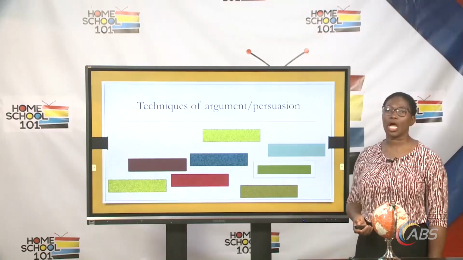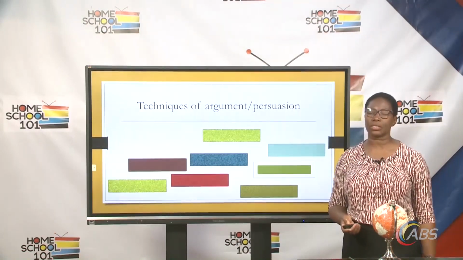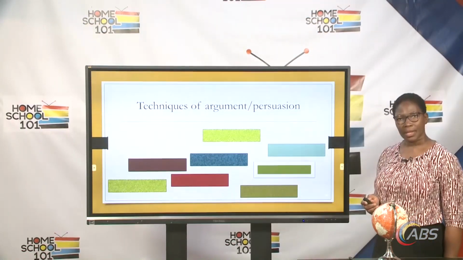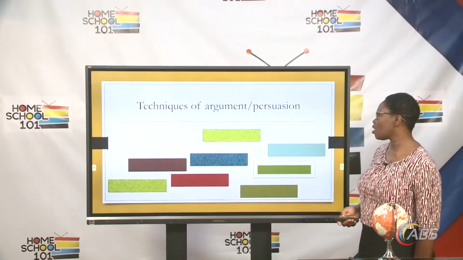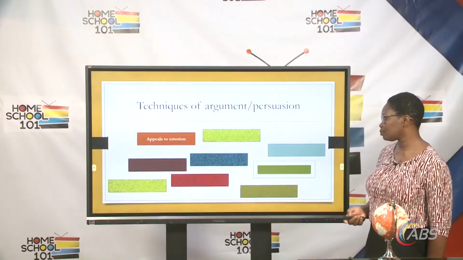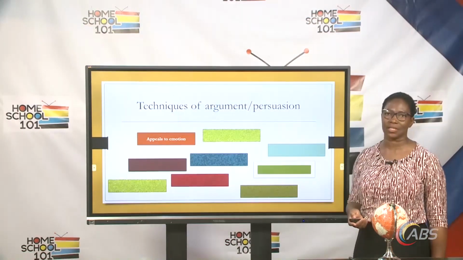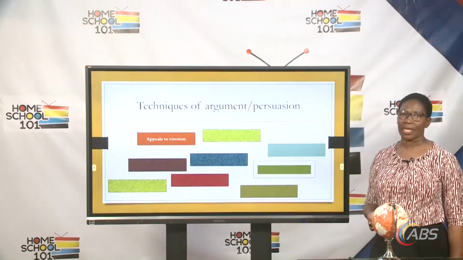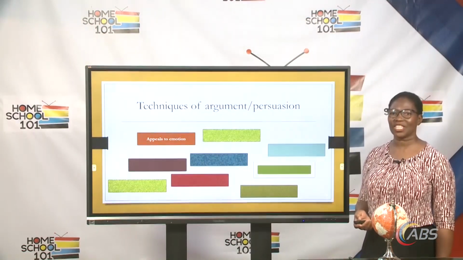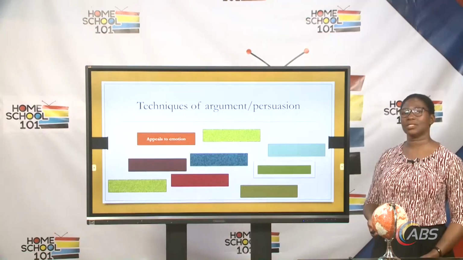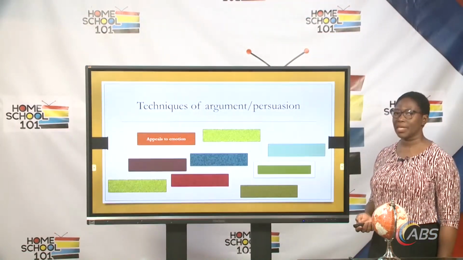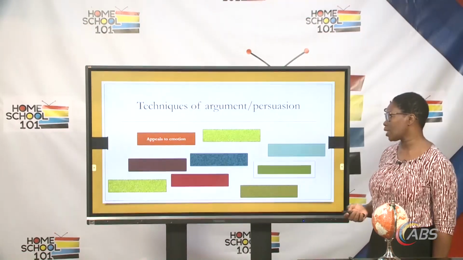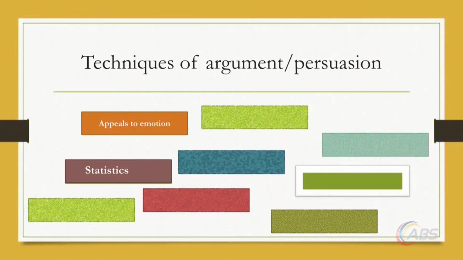Now that we've looked at all of those language devices that are used to persuade, we're going to look at some techniques of argument or persuasion. The first is appeals to emotion. The person who is engaged in the discourse may appeal to the readers or the listeners' sense of fear. That's an emotion, their sense of pride, and so on. So that's one device that is used in persuasion.